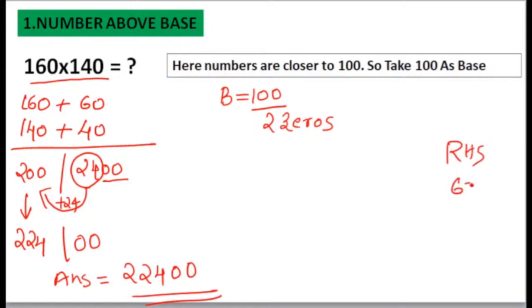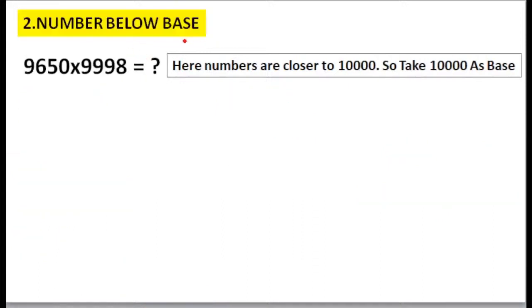RHS is equal to 60 into 40 and LHS is equal to 140 plus 60, and the digits will be carried over based on rule number 2, that is, the number of zeros in the base will be the same as the number of digits in the RHS. So next method is numbers below base.